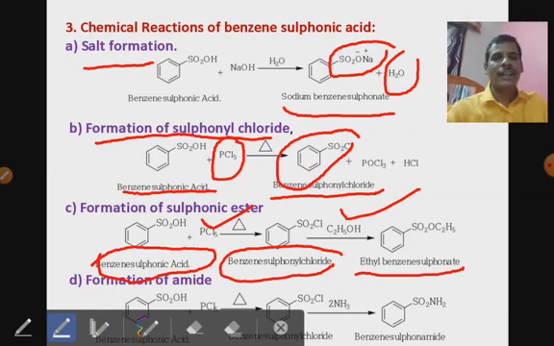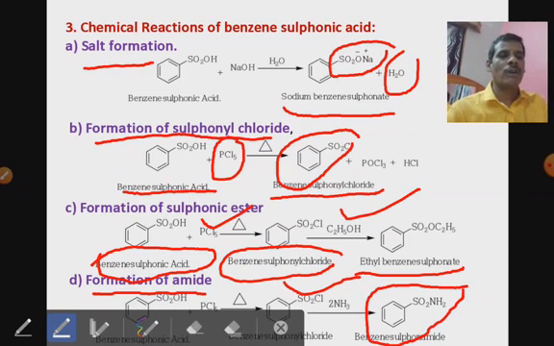Then again, the formation of the amide. We know that carboxylic acids react with ammonia to give an amide. But here again, benzene sulfonic acid first reacts with phosphorus pentachloride to give benzene sulfonyl chloride, and this benzene sulfonyl chloride reacts with ammonia, and there is a formation of benzene sulfonamide.